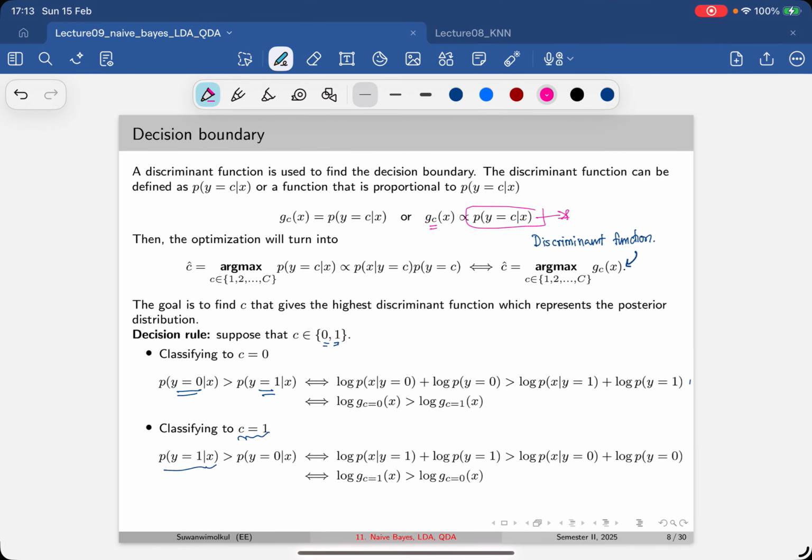So let's say if the posterior of y in class 0 is larger than y in class 1, that means that the log of GC equals 0 is larger than GC equal to 1. And in fact, you can decompose GC into the multiplication between likelihood and the prior, just like that. It's simple like that, okay? But on the other hand, if probability of y equal to 1 given x is larger than y equal to 0, you will have the different side of the equation being larger, right?